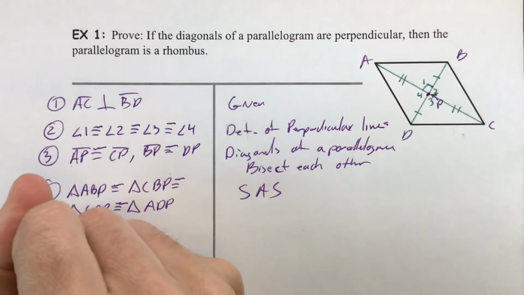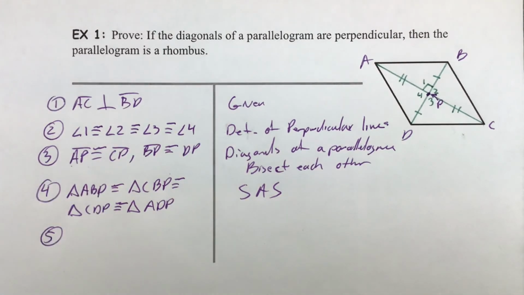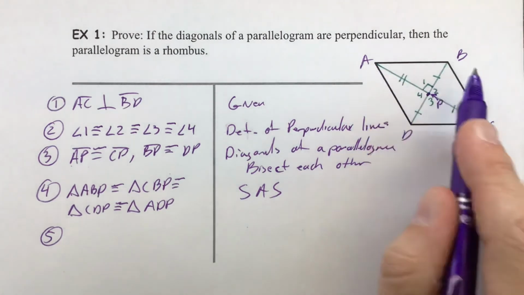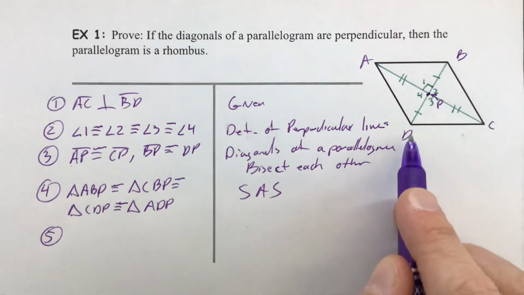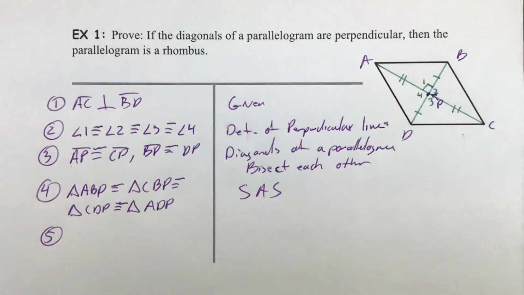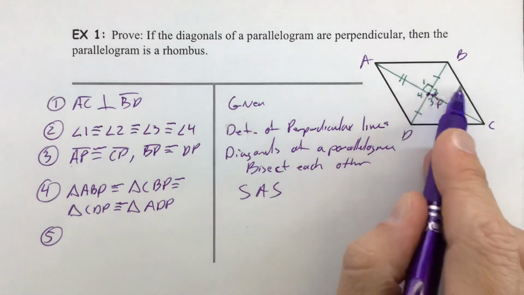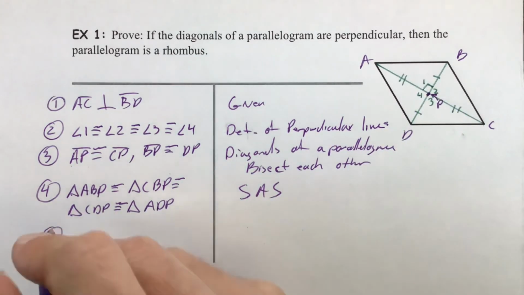All right, and then line 5, let's see. Sometimes we got to reset and remember, what is it that we're trying to prove here? In this case, we're trying to prove that the overall figure is a rhombus. And to prove that, you got to fit the definition. The definition is that all the sides are going to be congruent. That AB would be the same as BC, same as CD, same as DA. And look, if all the triangles that I have here are congruent to each other, then we can say that.